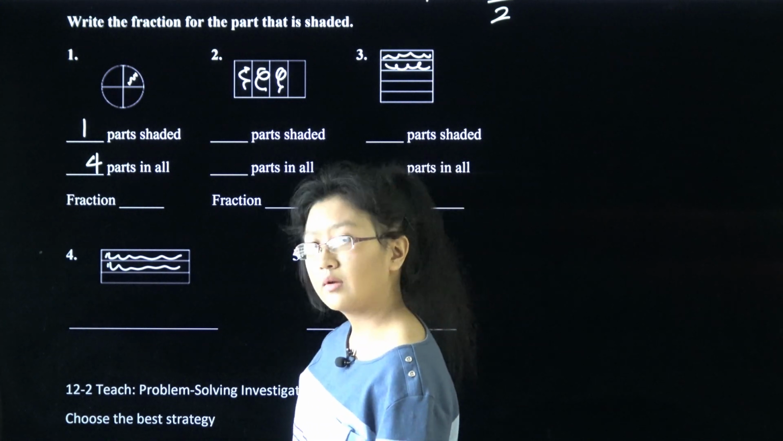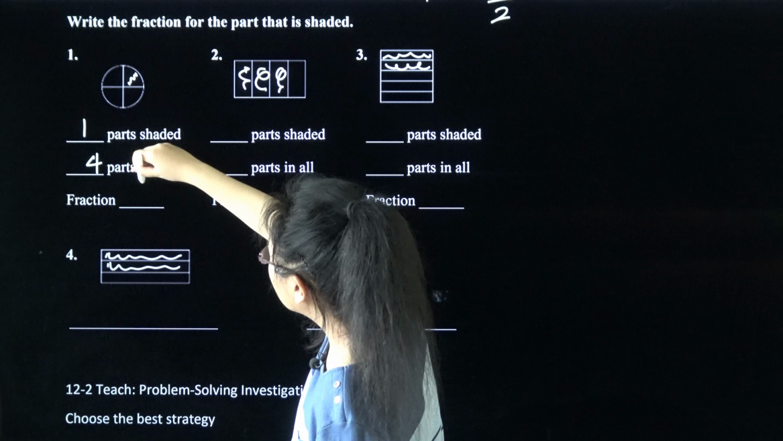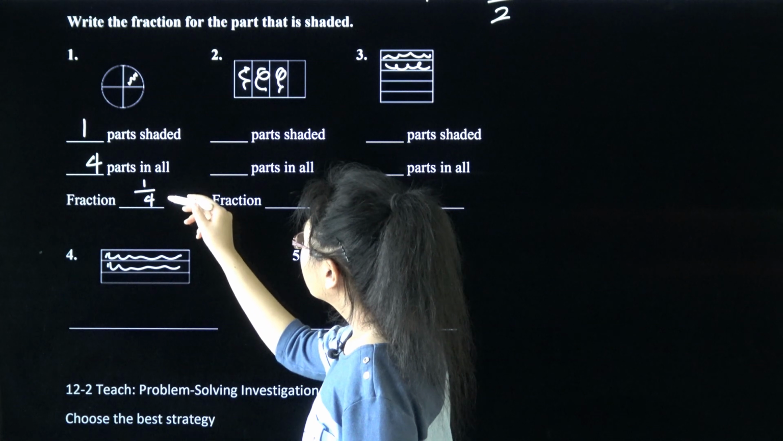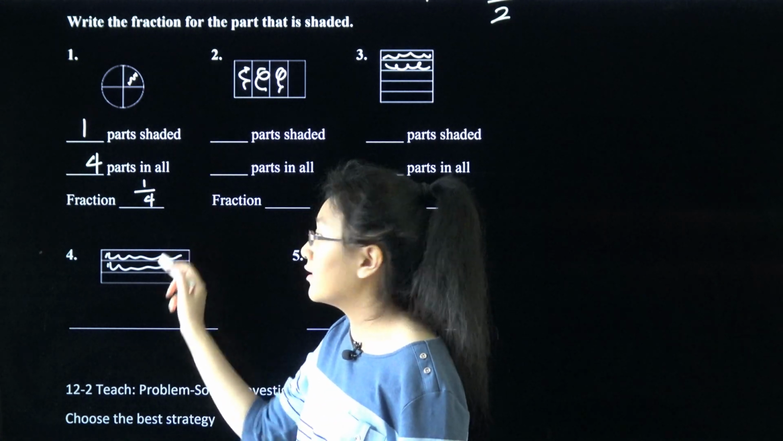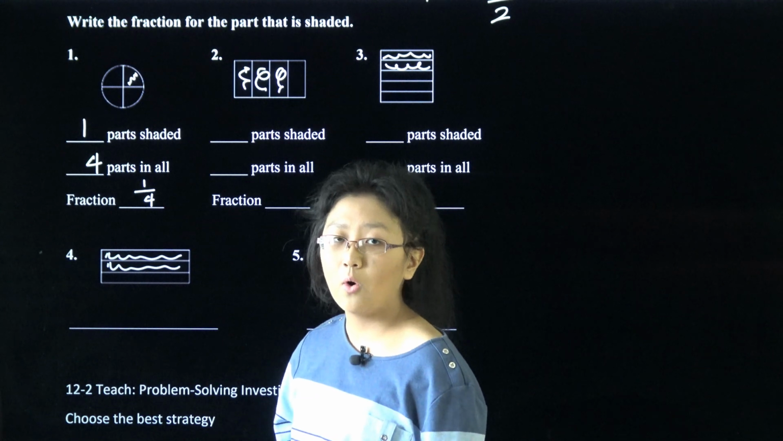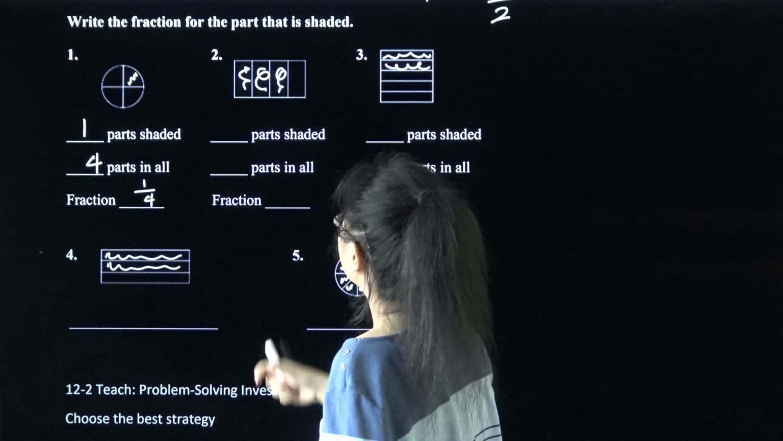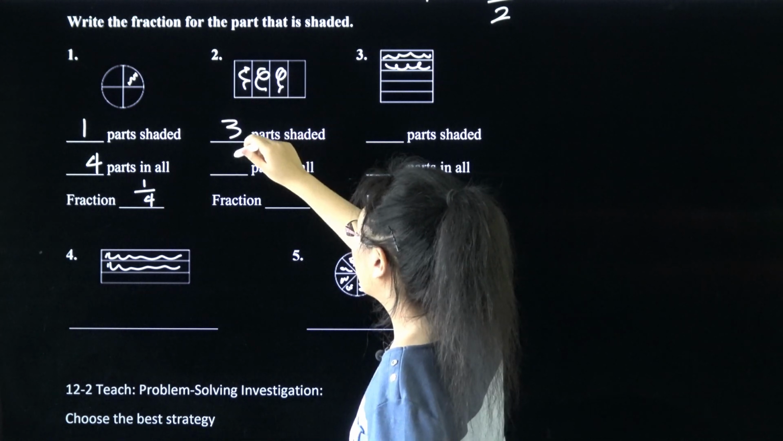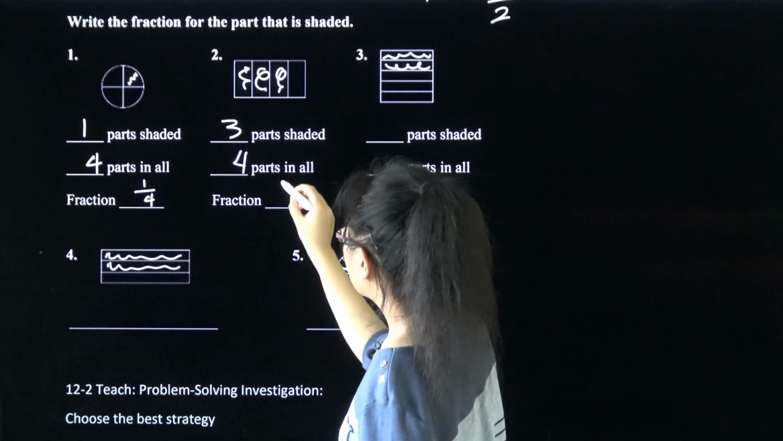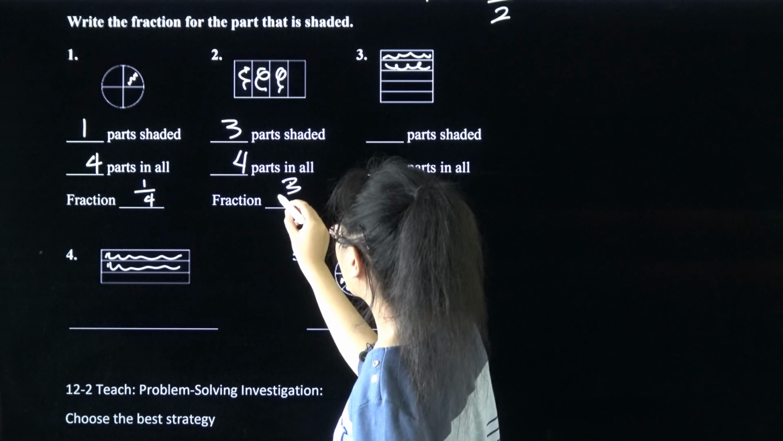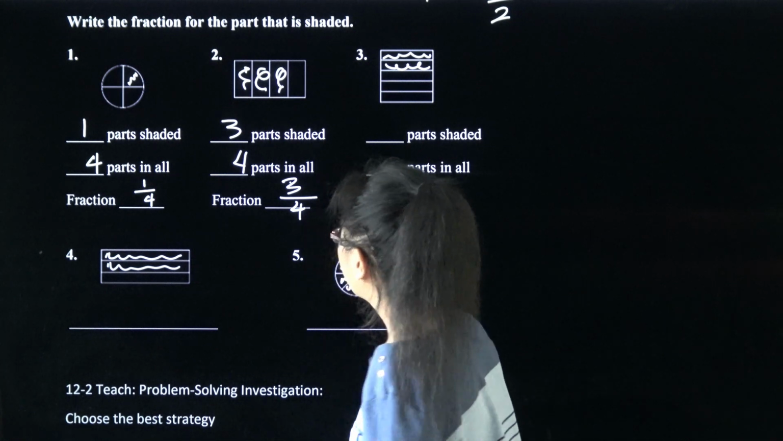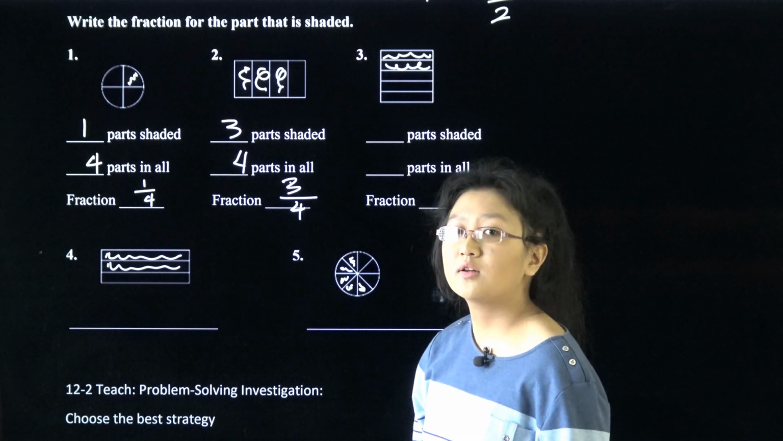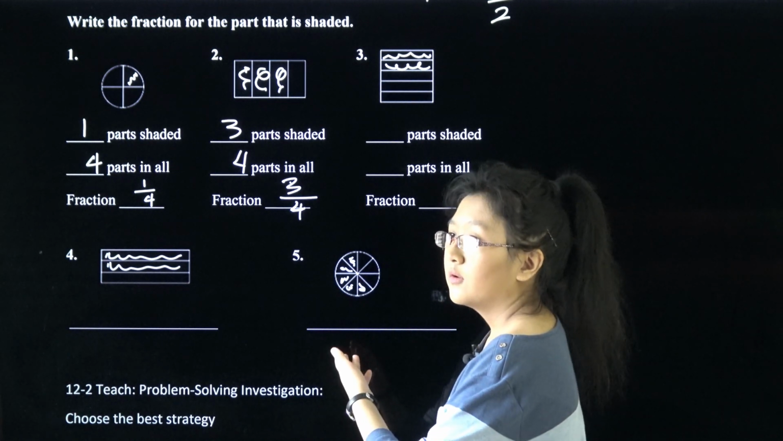So, what's the fraction? The number of parts over the whole. So, 1 part over 4 parts, which is a whole. So, 1 over 4 of the figure is shaded, or 1/4 of the figure is shaded. Now this one, there's 3 parts that are shaded, and 1, 2, 3, 4 parts in all. So the fraction would be 3 shaded parts over 4 parts in total. So 3/4 of this figure is shaded, or 3 over 4.